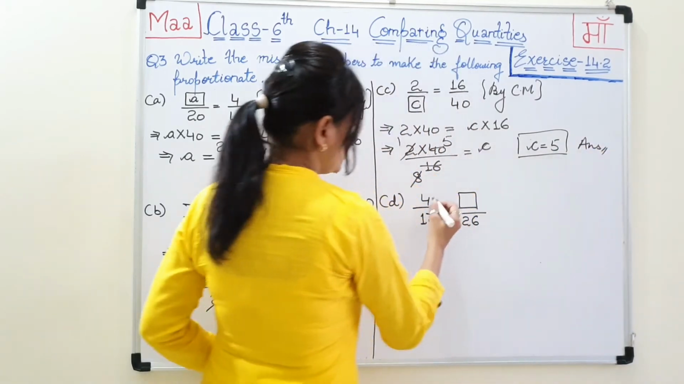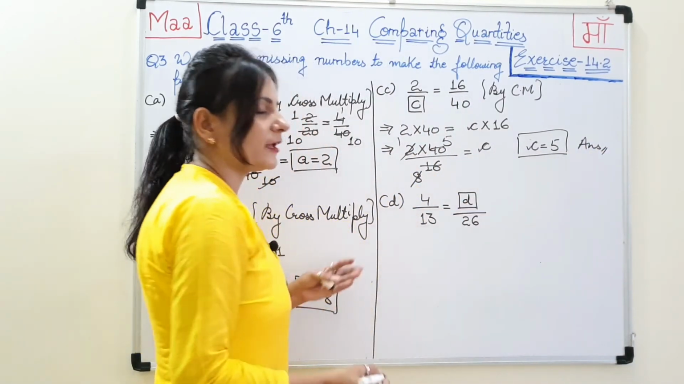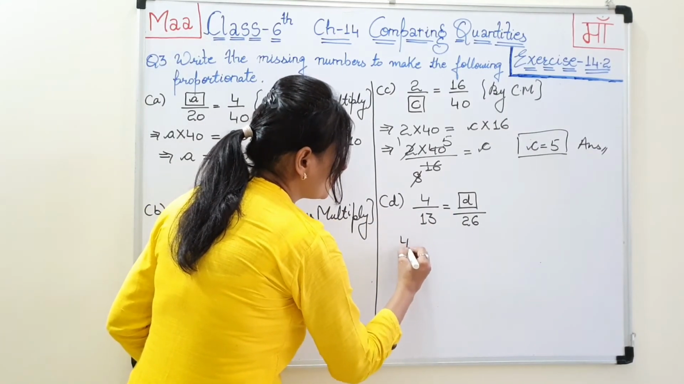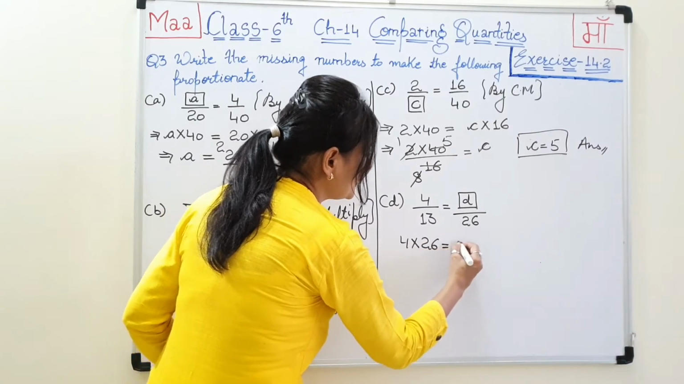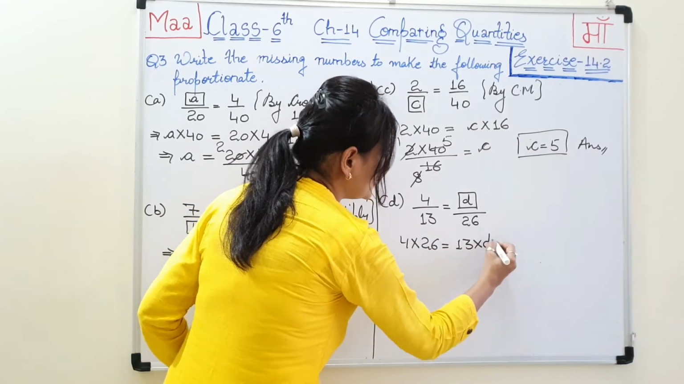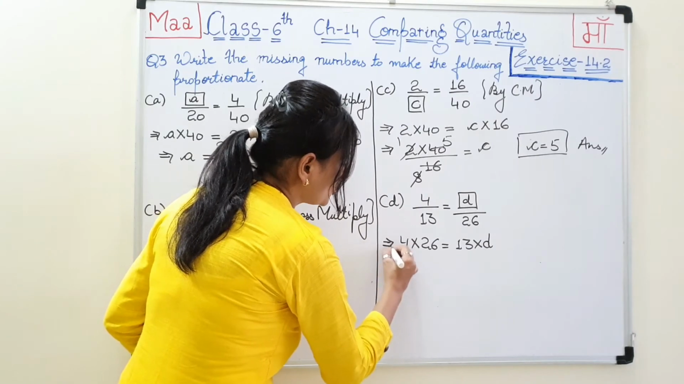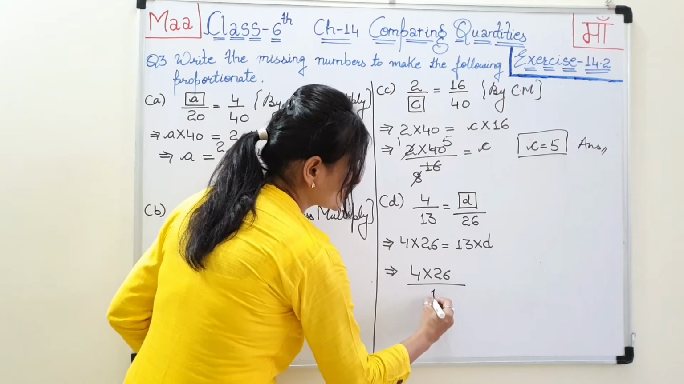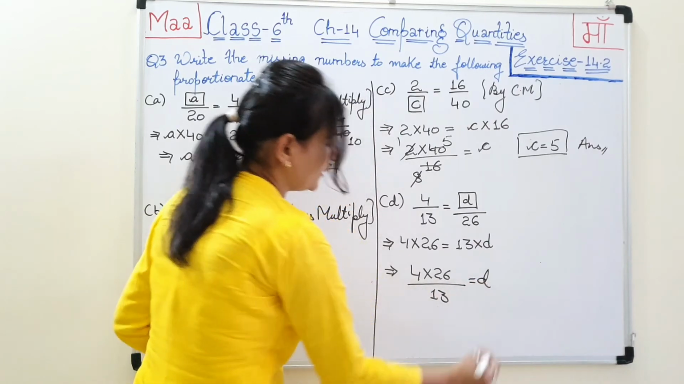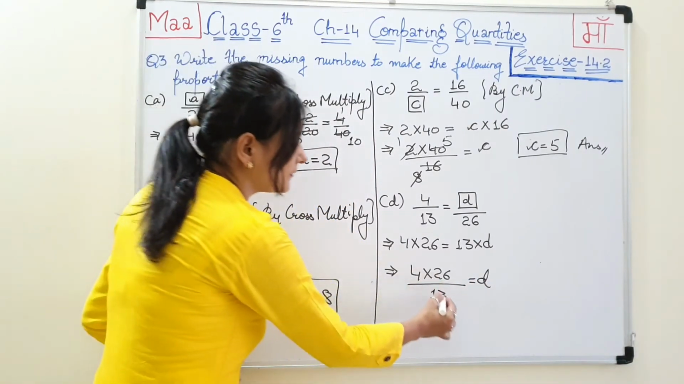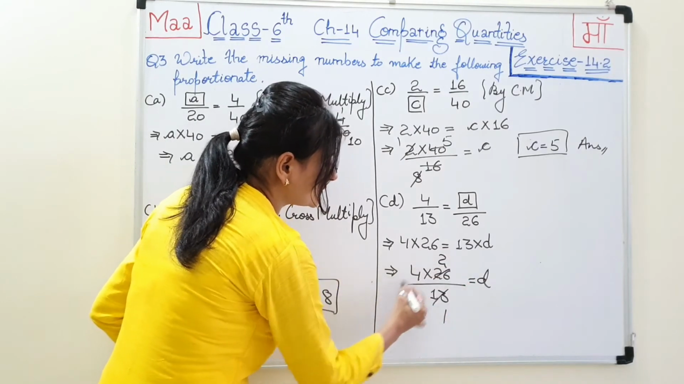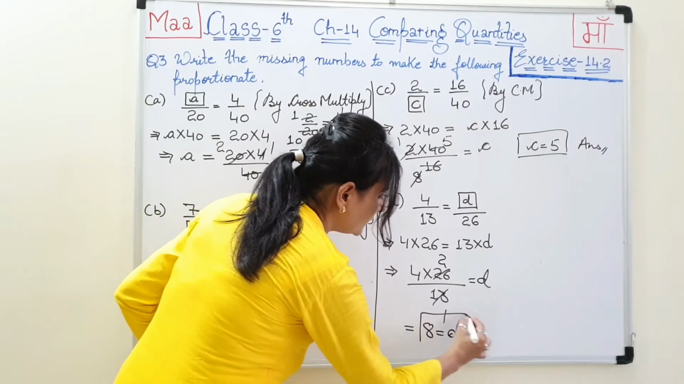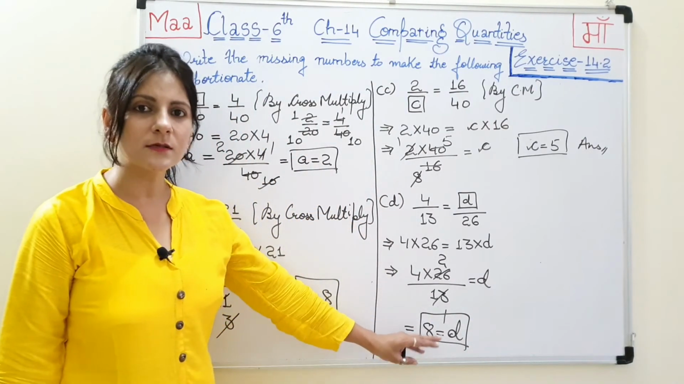Okay, then here d part, so the missing variable we are putting here as variable d। So cross multiply, 4 will be multiplied by 26 and 13 will be multiplied by d। Okay, then 4 into 26 will remain here only and that 13 which is there in multiplication will come this side and it will be shown in division। Okay, then 13 1s are 13, 13 2s are 26 and 4 2s are 8। So the value of d is 8। Okay students, got it?